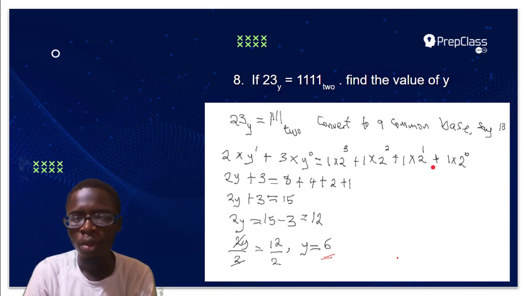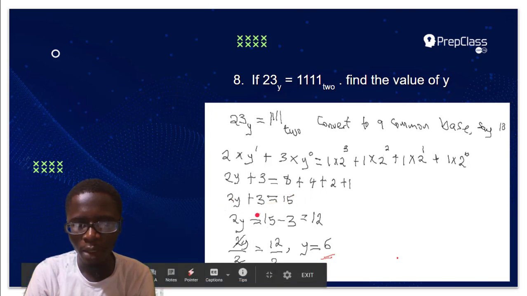So this is what we have at the right hand side, and this means 1 times 2 raised to the power 3, which is 8, 1 times 2 raised to the power 2, which is 4, 1 times 2, which is 2, 1 times 1, which is 1. Now, by the time we add these, 8 plus 4 plus 2 plus 1, we're going to have 15, and we have 2y plus 3. Make 2y the subject. This 3 will cross to the other side. We have 15 minus 3. This is equivalent to 12.